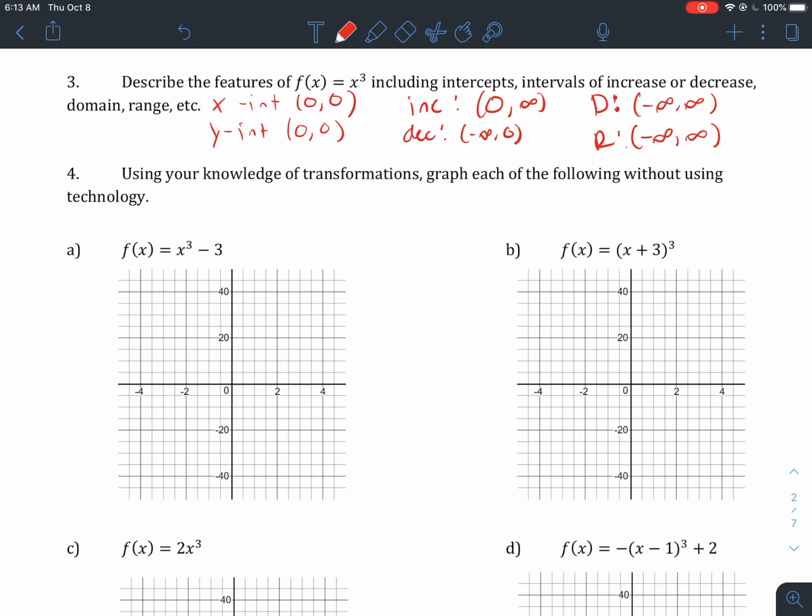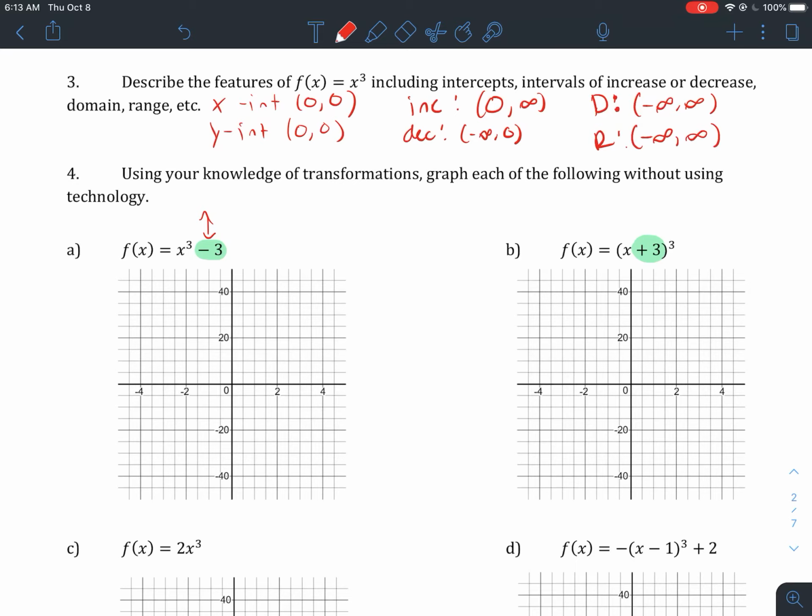So first, let's talk about the transformations we did with polynomials. Notice here how the transformation is outside of the x. Here it is inside. When it's outside of that x, that's going to have to do with the up and down. So that's going to shift your y values down by 3. It's going to shift all of your y values down by 3.